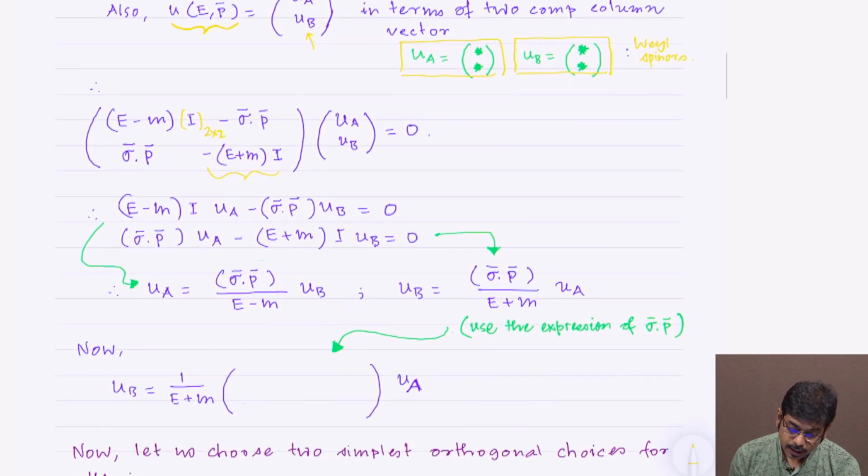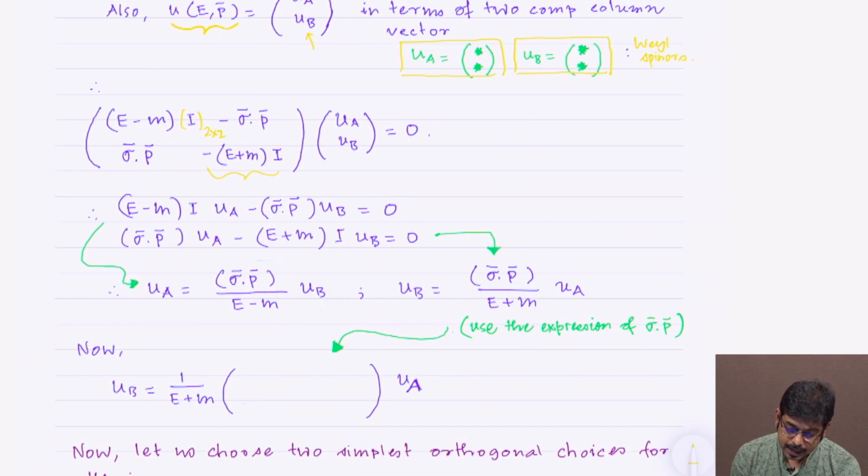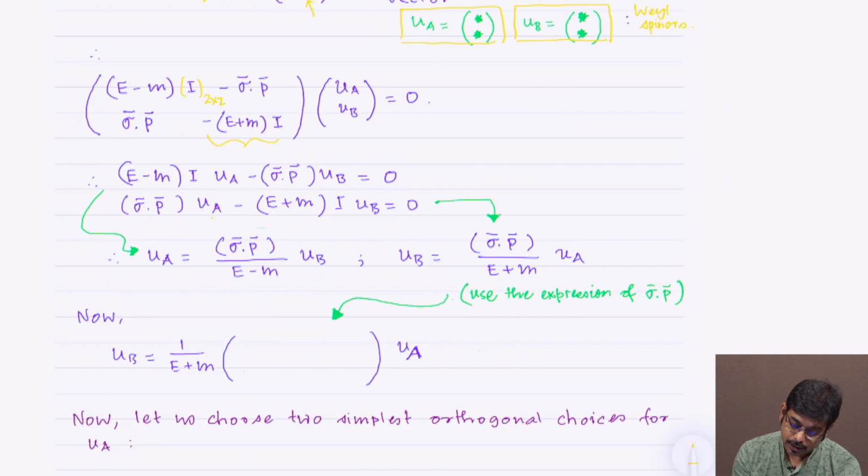Okay. Now, let us try to do the matrix multiplication. This is very straightforward. (E minus m) I uA minus sigma dot p uB equal to 0, and sigma dot p uA minus (E plus m) I uB equal to 0. So, these are the 2 equations that we have after doing the matrix multiplication. Now, from the first equation, I can also rewrite that uA is equal to sigma dot p by (E minus m) into uB.